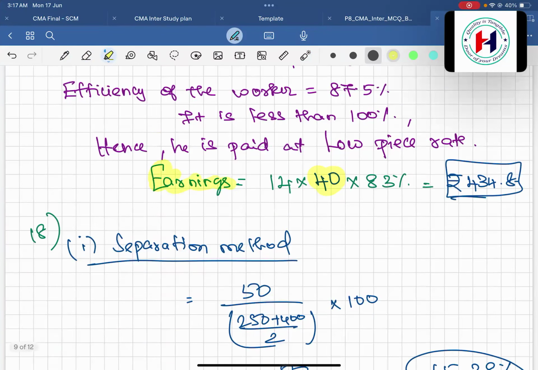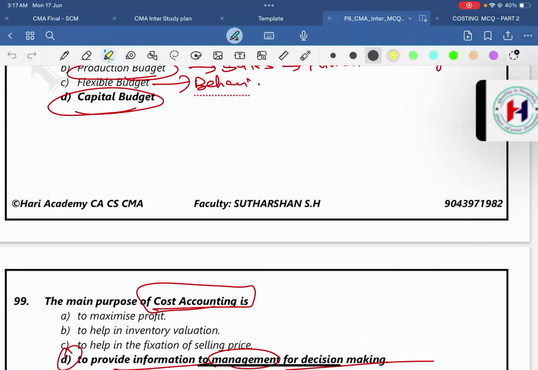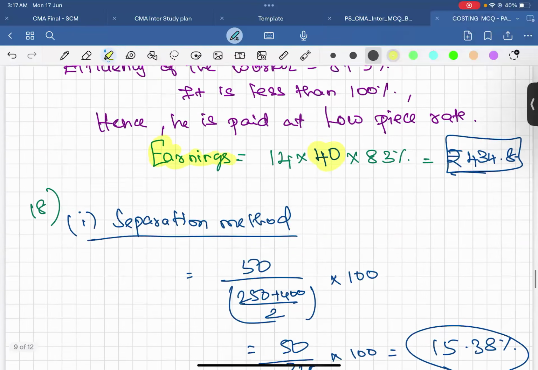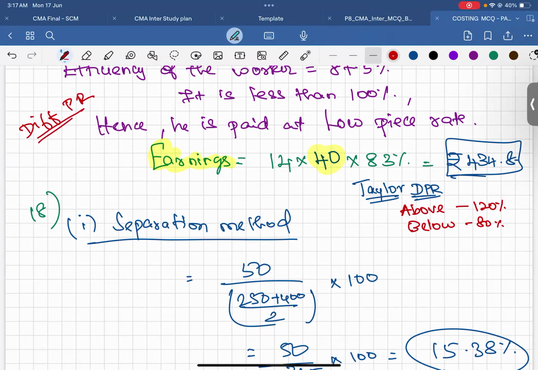I just want to give you one more better clarity over this question regarding those percentage bases. I'll try to write a conclusion over here. For Taylor differential piece rate system, if it is above, use 120. If it is below, use 80. If it is only differential piece rate system, no Taylor, at the time above, use 125 percentage. If it is below, use 83 percentage.